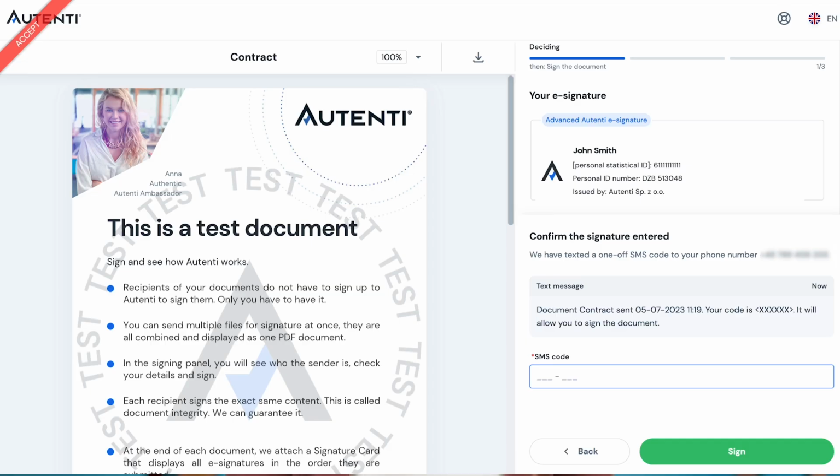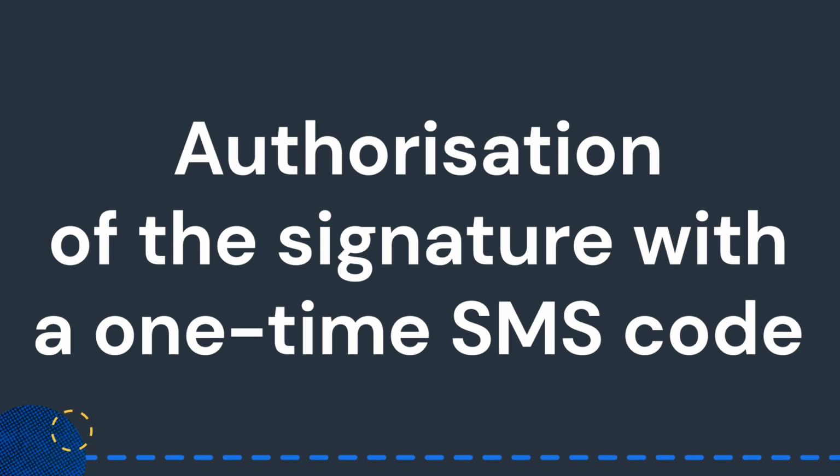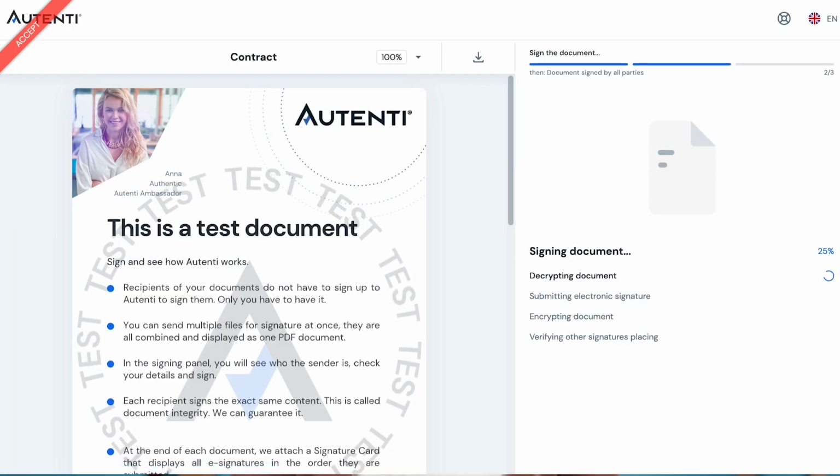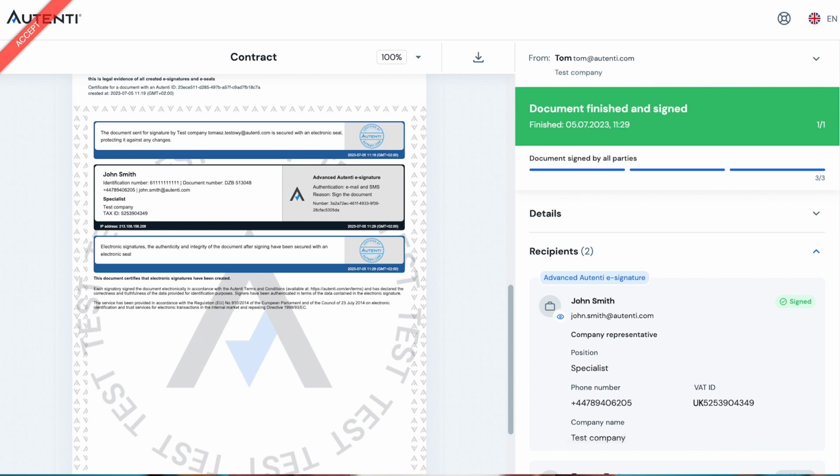Two-step authentication using a one-time code sent to the recipient's phone number designated by the sender is required for the Autenti Advanced e-signature. A correctly entered one-time code sent via SMS authorizes the signature. The signatures and seals indicate the details resulting from the signer's identity verification process.